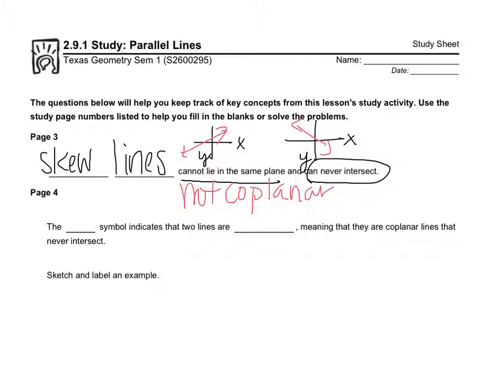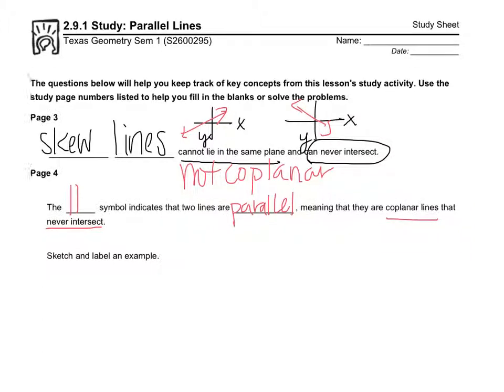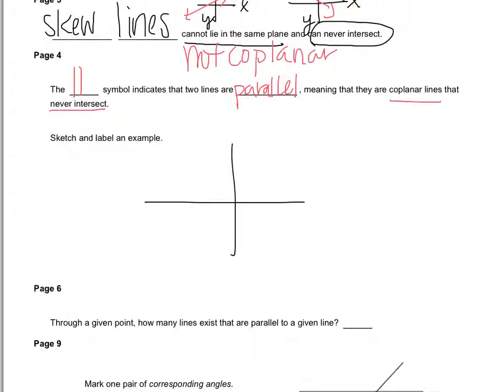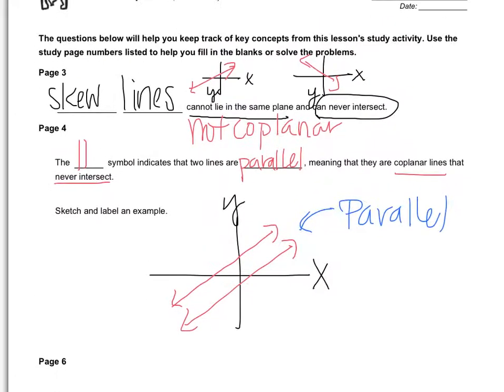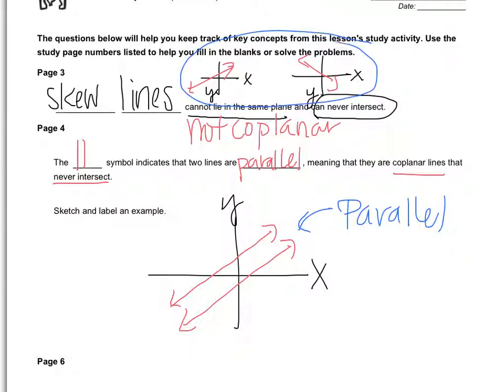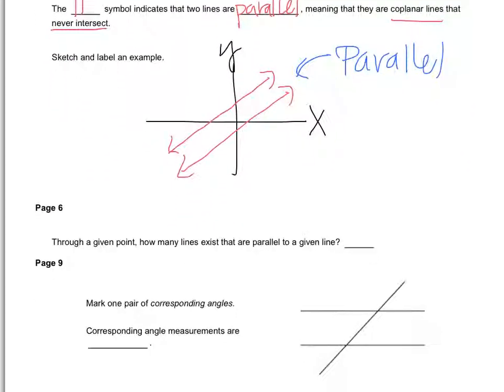Alright, so parallel lines are two lines that are coplanar and never intersect. The symbol for parallel looks like this. It's like two L's drawn beside each other. So parallel lines would be if we had one x and y axis, and we had two lines on there that never intersected. They would be parallel. So these are parallel. And again, these up here are skew lines. And these are skew because they're in different planes. These are parallel because they're in the same plane.